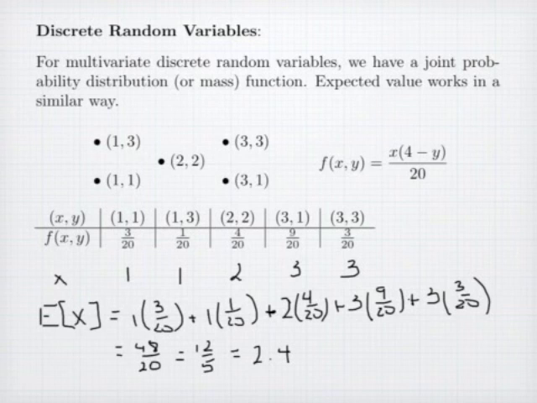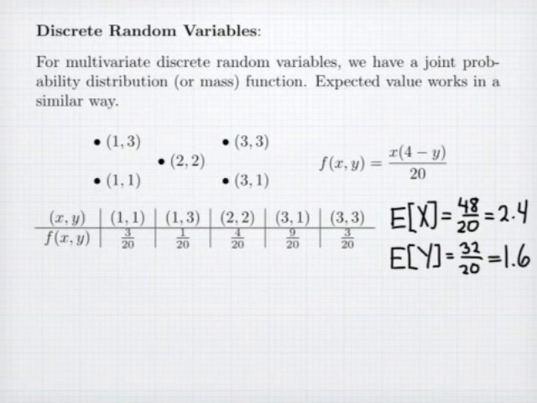And so we calculate expected values that way. We can also calculate an expected value of y in a similar way, except instead of using the x values, I'd use the y values. So I can also calculate expected values of functions involving both variables. So for example, I could think about the function x times y. So the point 1, 1, the product is 1. The point 1, 3, the product is 3. The point 2, 2, the product is 4. 3, 1 gives me 3, and 3, 3 gives me 9.